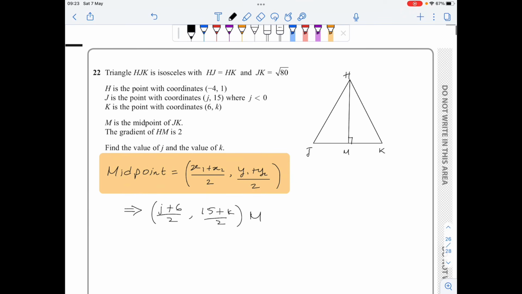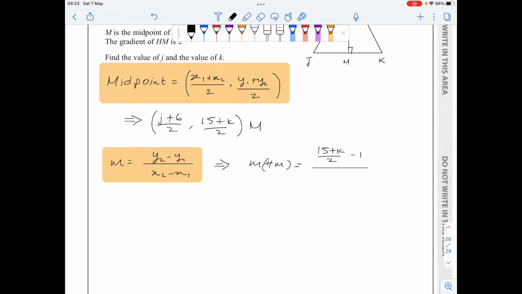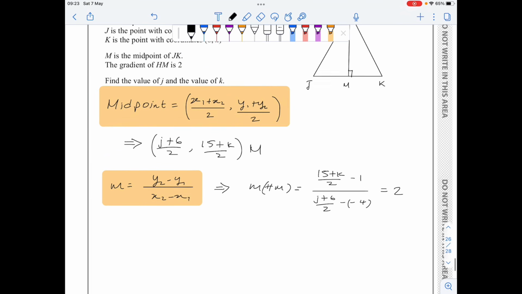Now I'm given that the gradient of HM is equal to 2. The formula for the gradient is the following. So in our case, the gradient of HM is equal to ((15 plus k) over 2 minus 1) over ((j plus 6) over 2 minus 4), and this is equal to 2.